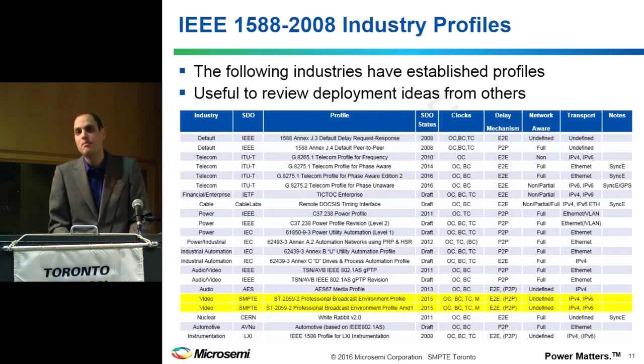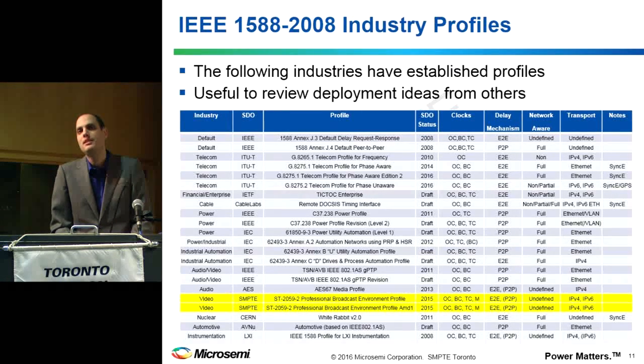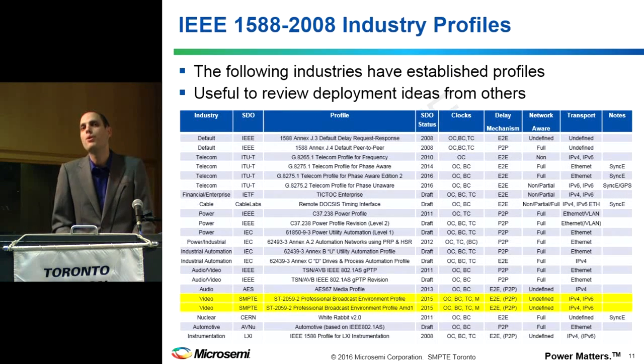If we start in Microsemi's background, which is the communication industry, that's operators like AT&T and Verizon, Bell Canada, if you will, since we're up here in Canada. They've been deploying IEEE 1588 for many years now. The first profile that was released was focused on frequency synchronization. That was in 2010. So that's got 6 years of standardization and 6 years, maybe even a little bit more, of field deployments.